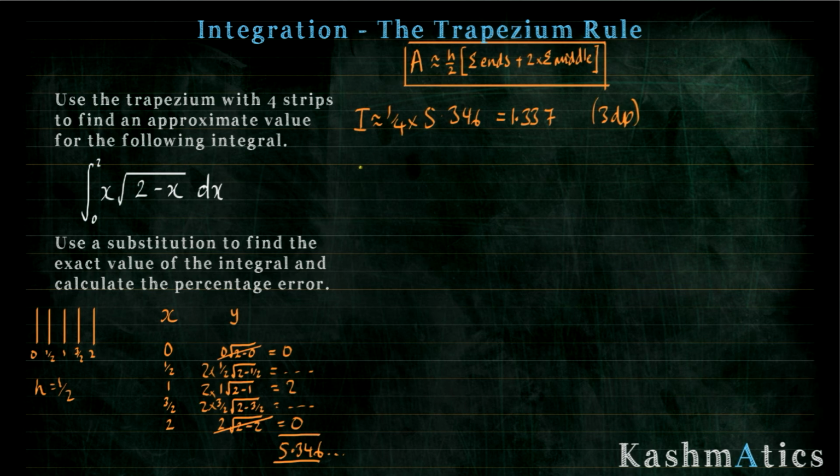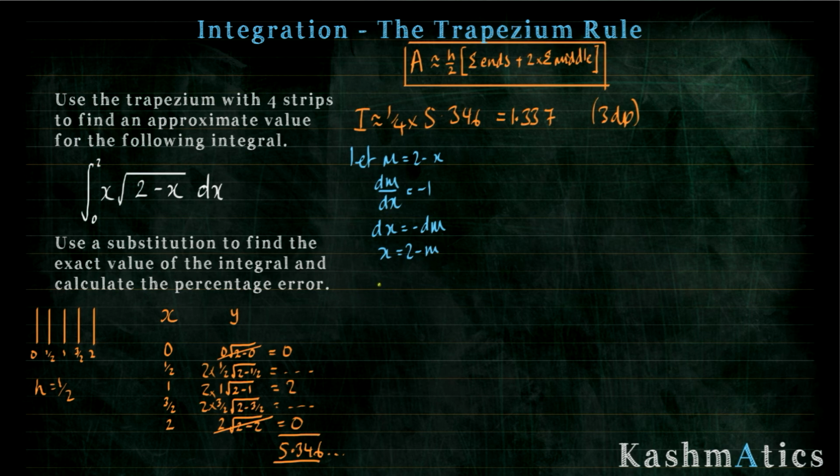Now the actual integral is a little bit tricky and we're going to have to use a substitution to help us out here. So I'm going to say let m equal 2 take away x, which means dm by dx equals minus 1, which means dx is equal to minus dm. Whilst I'm at it, I'm also going to rearrange to make x the subject, so x equals 2 take away m. And I'm going to plug all this into my integral.